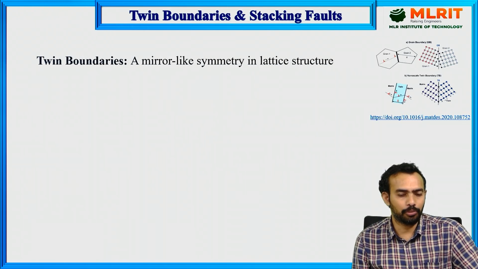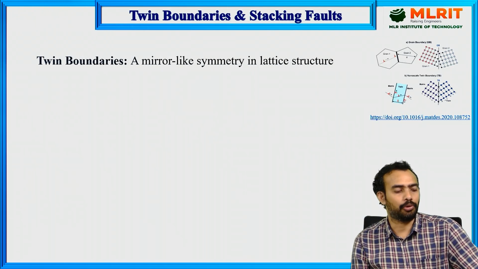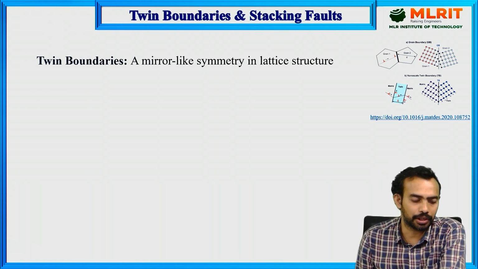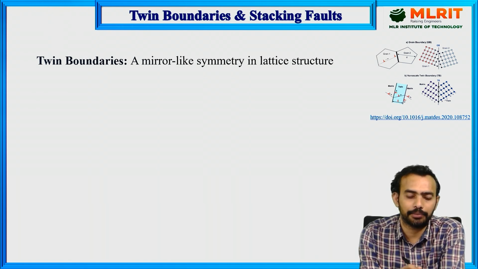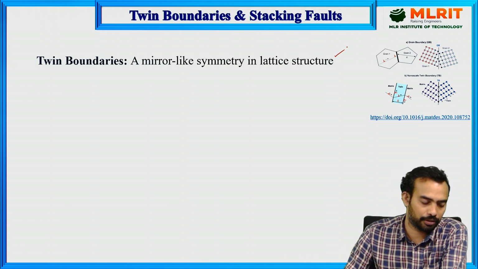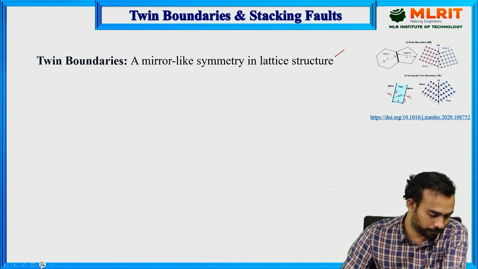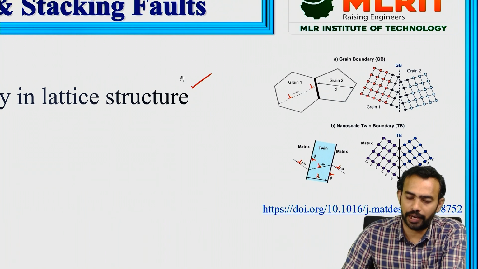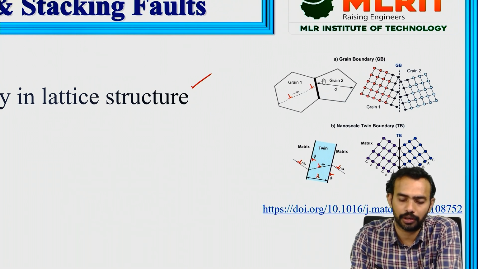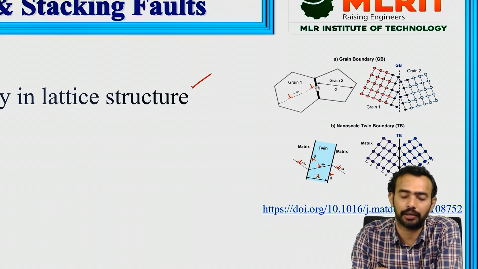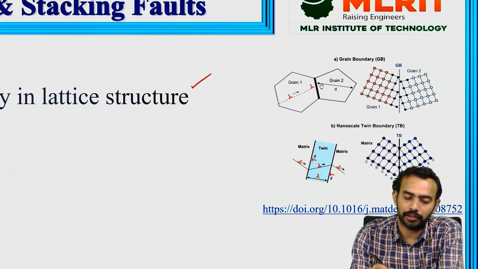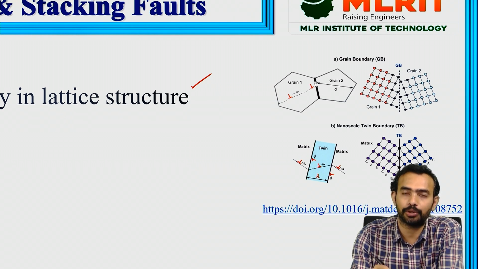Then we have the twin boundaries and stacking faults. First, let us discuss twin boundaries. As I mentioned, a twin boundary is a mirror-like symmetry that is observed in the lattice structure. If we closely look at the image, we have the grain boundary here. This is grain 1 and this is grain 2, and this black highlighted region is the grain boundary in this particular case. This region is considered to be the grain boundary region.